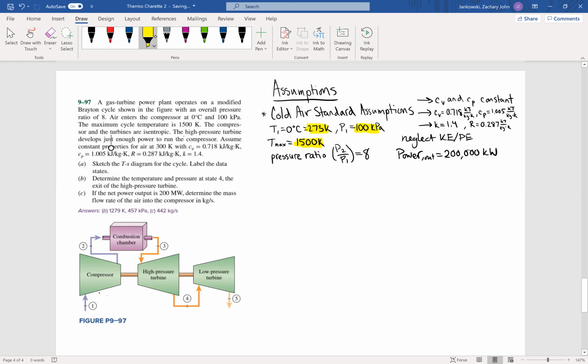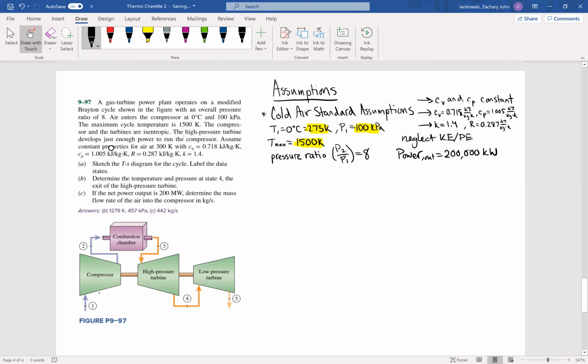Additionally, I've written out that our pressure ratio of P2 to P1 is 8. Our power out is 200 megawatts, which is equal to 200,000 kilowatts. And we're also going to be neglecting kinetic energy and potential energy. Additionally, I rewrote our specific heats up in the corner. And we're just going to note that all those values are constant because of our cold air standard assumptions. Now to start out, we are going to draw our TS diagram.